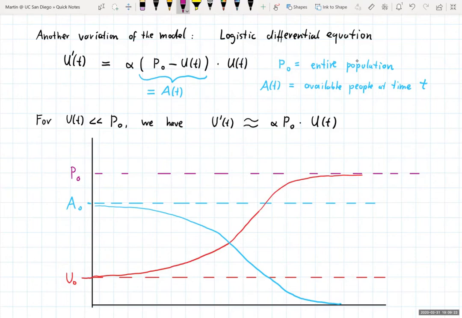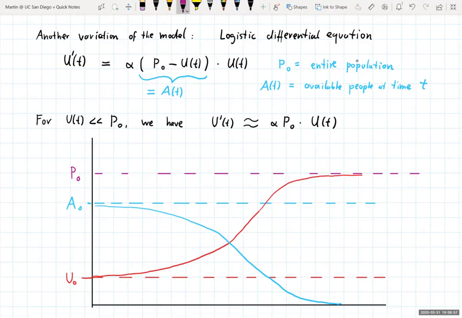To illustrate why we would come up with such a model, let's suppose that u of t is very small. It's much smaller than p naught. So in that case, the growth rate u prime of t is roughly the same as alpha times p naught times u of t. In that case, we expect u of t to have almost the same exponential growth rate, for u of t being very small.